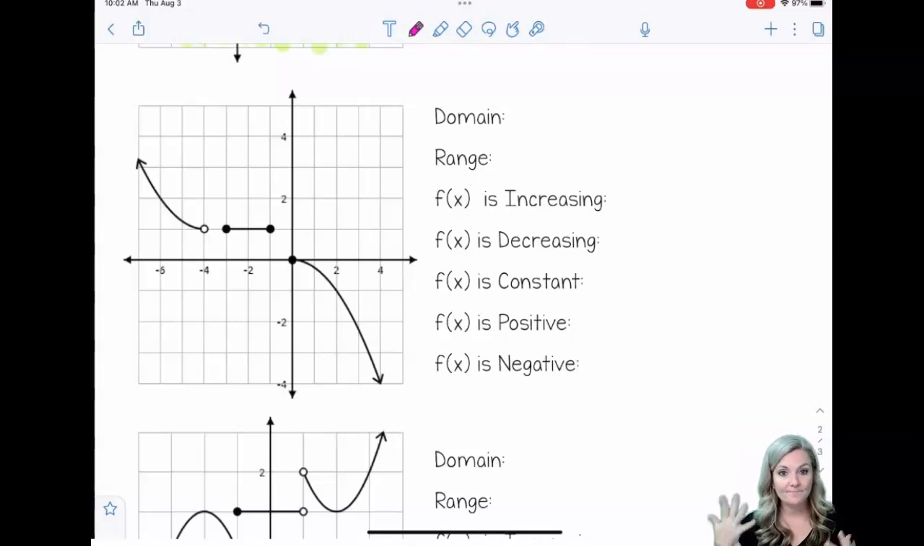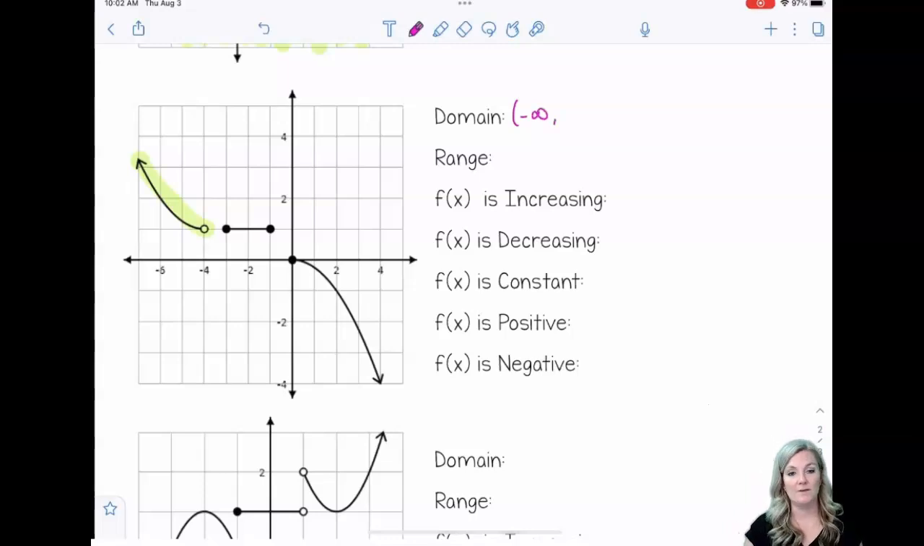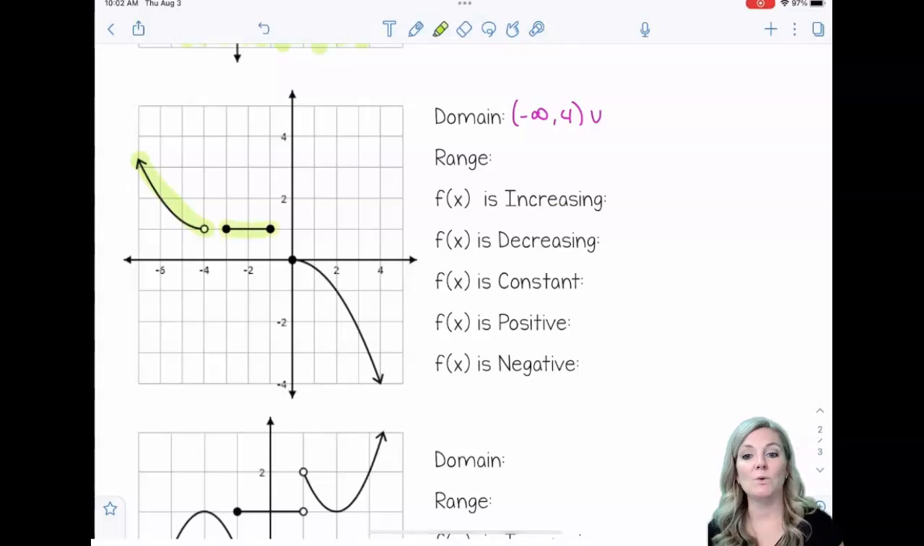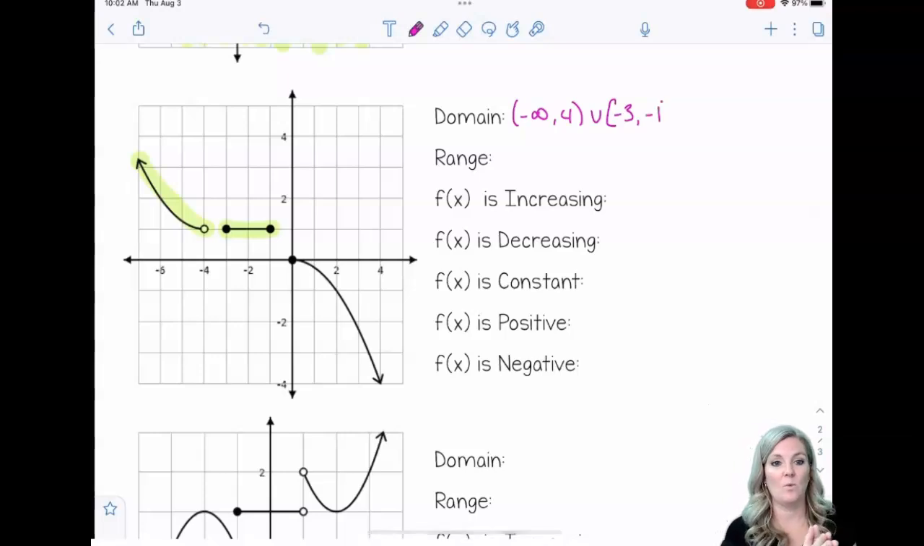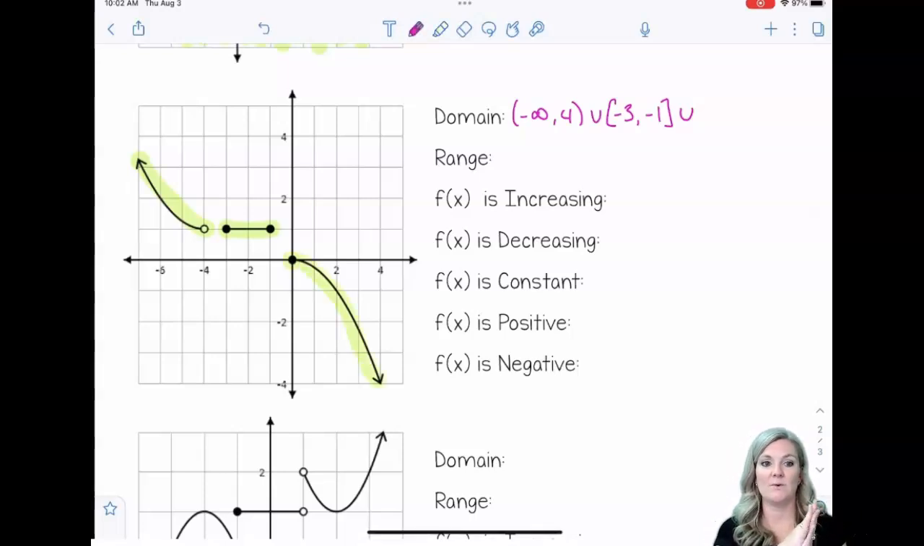So domain, I'm going to use my highlighter, and I'm going to start with the left. So how far left am I going? I'm going from -infinity to -4, and that's my first stop. And -4 is open, so it's going to get a parenthesis. I have a union. And then I'm going to go from -3, which is closed, so it is going to get a bracket, to -1, which also is going to get a bracket. And then it's picking back up again at 0 and going forever right. So that's going to go from 0, which is going to get a bracket, to infinity.